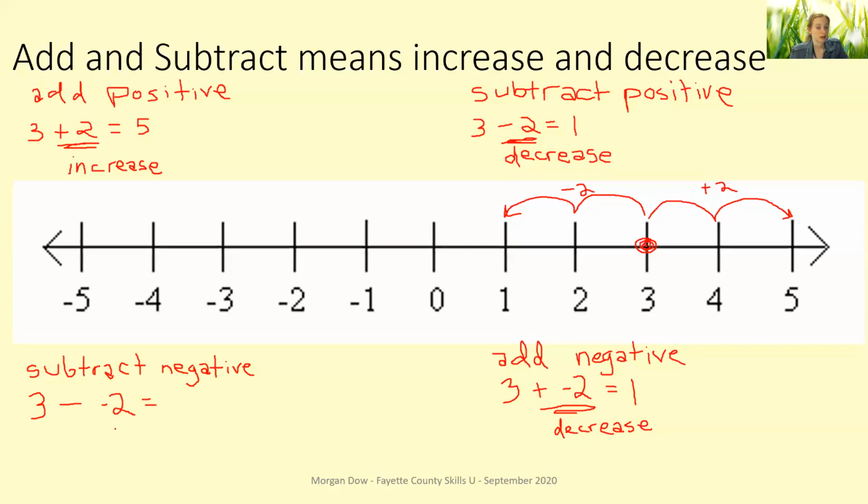So instead of decreasing, I'm going to do the opposite. I'm going to increase by 2 spaces. So 3 increased by 2 spaces will give me an answer of 5. So now notice that adding a positive number and subtracting a negative number, they both do the same thing. They both increase.